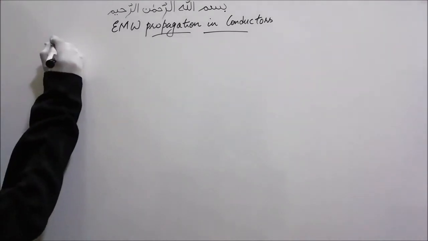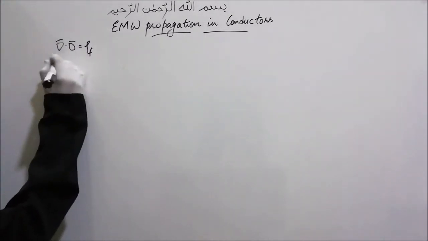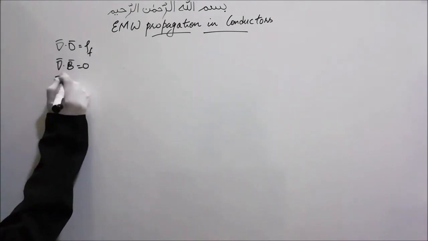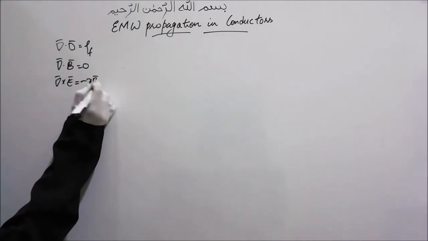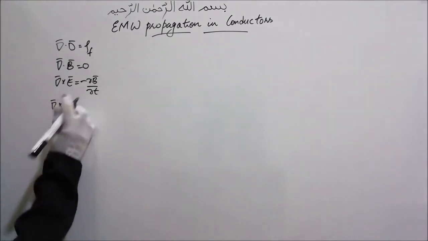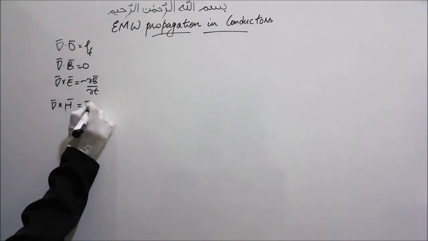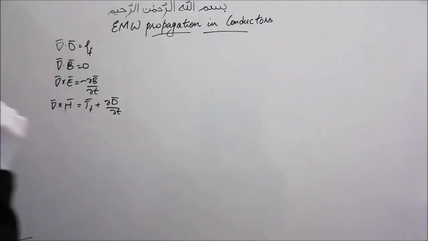So we know Maxwell's equations are: del bar dot D bar is equal to rho free, del bar dot B bar is equal to 0, del bar cross E bar is equal to minus del B bar by del T, and del bar cross B bar, or we can write H bar, is equal to J free plus del D by del T. We have already seen conductors in electrostatics, right?